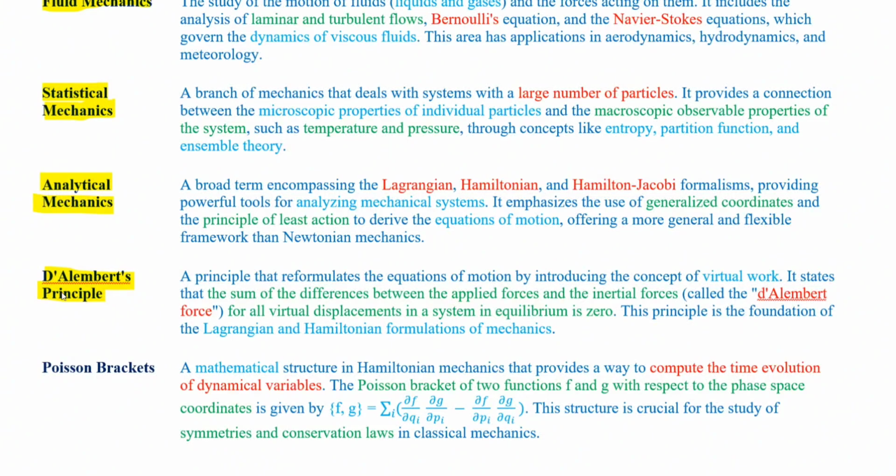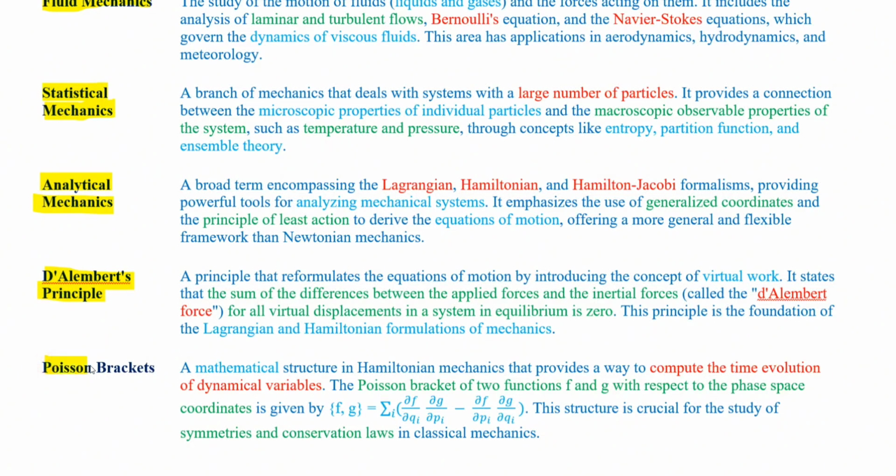Next, the D'Alembert principle. It reformulates equations of motion using the concept of virtual work, and its statement is: the sum of the differences between applied and inertial forces for all virtual displacements in a system in equilibrium is zero. This principle underpins the Lagrangian and Hamiltonian formulations.